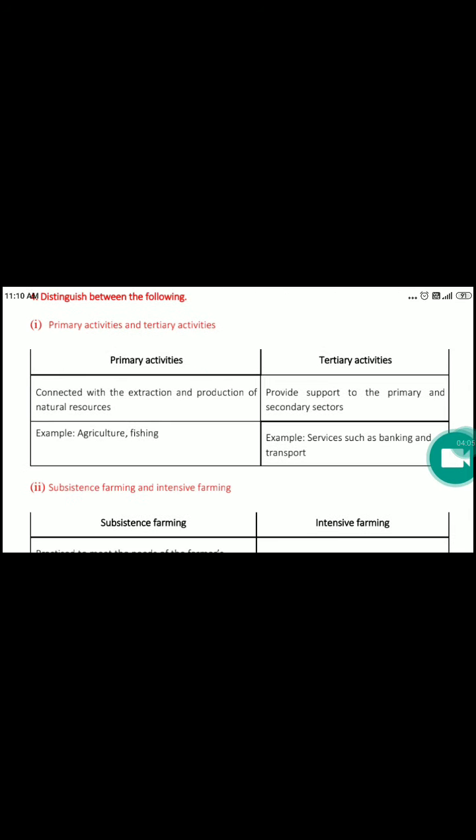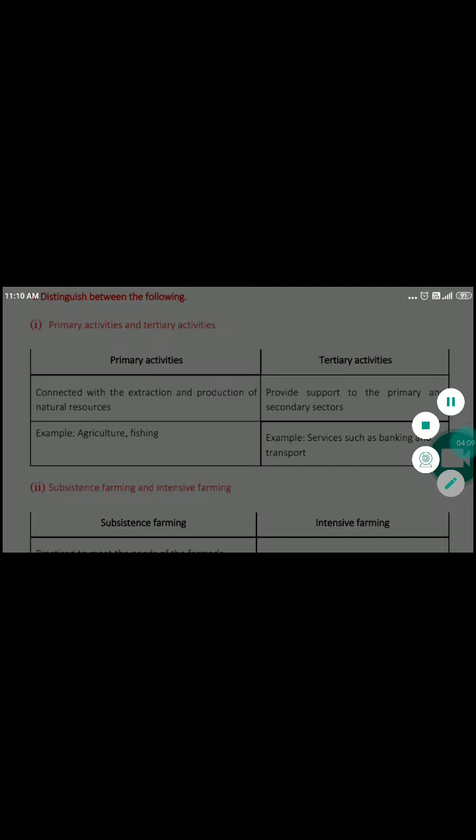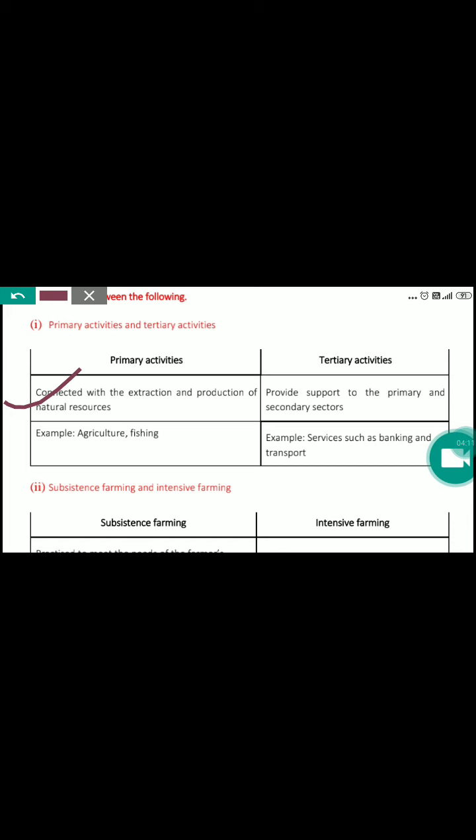Now we have the fourth question: distinguish between the primary activity and the tertiary activity. We all know that primary activity is related to agriculture and the tertiary activity is related to the service sector. But we again discuss this topic. Primary activity is connected with the extraction and the production of natural resources.